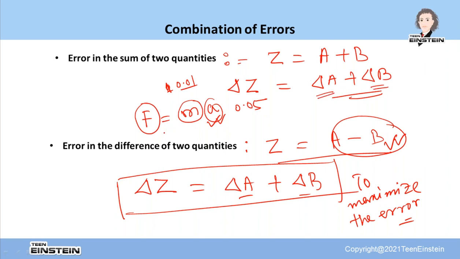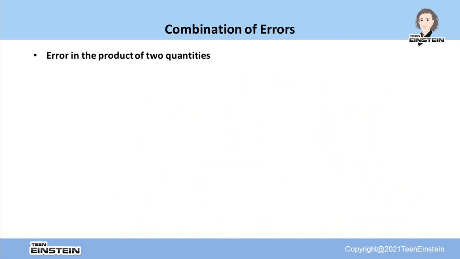But what happens when I write, suppose, density also, m by v? When I take multiplication or division, how do I write the errors in the final result for individual quantities? So now we'll see the product quantities. When you take a product, how do I write the errors? In a product, the same quantity I'm taking.